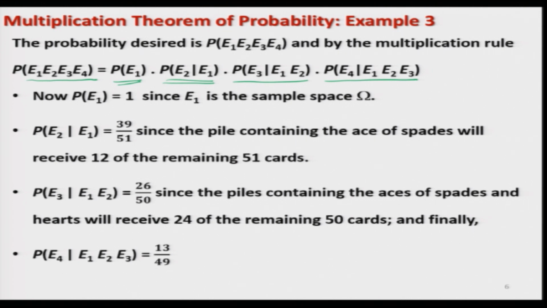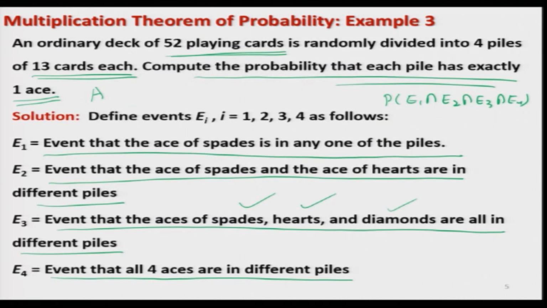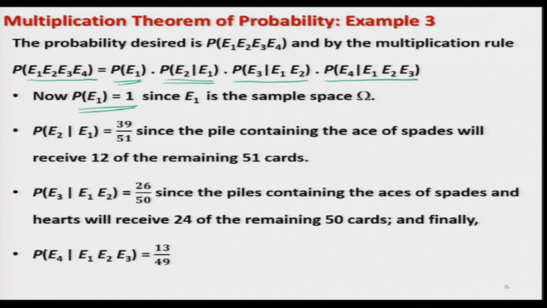So, now the probability of E1 will be equal to 1. Why? Because you are defining E1 as the event that the ace of spades is in any one of the piles. So, definitely you are dividing all the cards into 4 piles, so it is going to be in one of the piles. So, in this case the probability becomes 1.